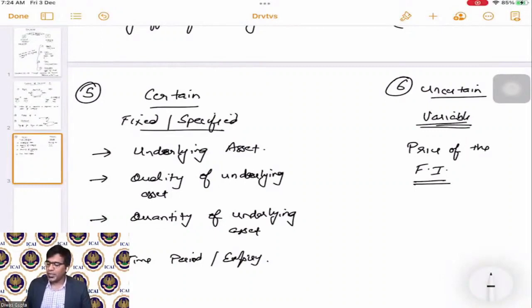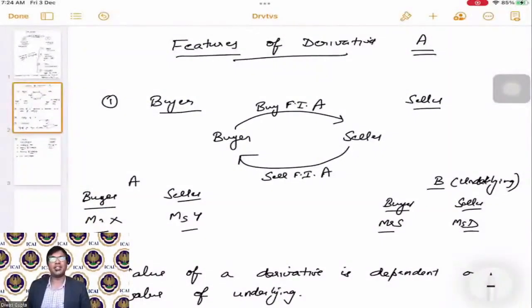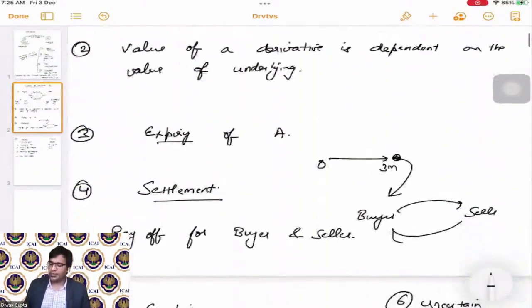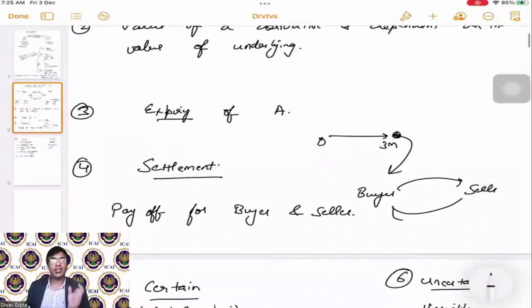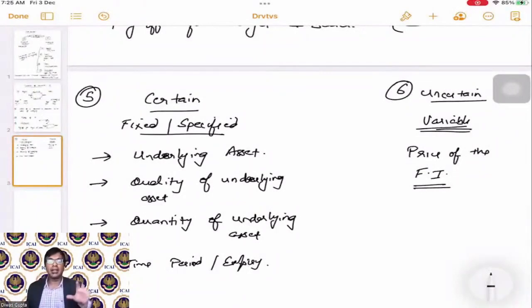Good. So what I'm saying is these are the 6 common features of a derivative, which is A. Now we have sufficient supporting knowledge. What is A? Correct. We can understand that A is something which is a contract, in the form of a financial instrument, and hence there are two parties involved, buyer and seller. The valuation is dependent. There is a fixed expiry, and after that there is a settlement. And in the entire contract, there are certain elements that are certain and certain elements which are uncertain.